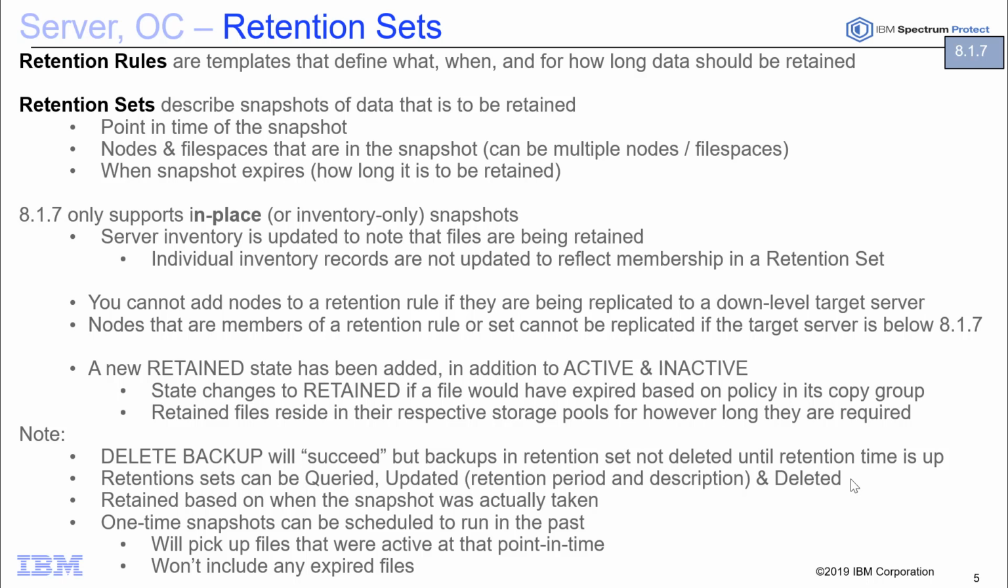Retention sets are based on when the snapshot was actually taken, not when the retention rule was created. We do have the ability to create one-time snapshots. These can also be created to run in the past. If you choose to create a one-time snapshot in the past, we will pick up the files that were active at that point in time. However, if we have already expired any of those files, we obviously won't include them in the retention set, and we won't throw any errors saying that they were not included.